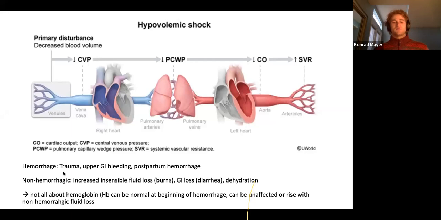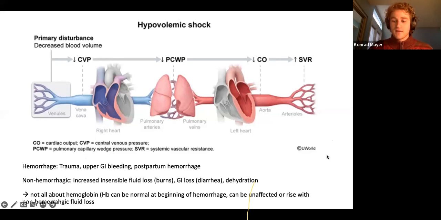The not so obvious form of hypovolemic shock is, for example, somebody that has sustained burns on 20% of their body. They have increased, they call this insensible fluid loss, because I just remember this as you can't really make sense of it because you can't see it. It's just fluid evaporating from their skin. So these are patients that have had burns, or they are dehydrated, or they have lost lots of fluid from having diarrhea or gastroenteritis and vomiting. This is non-hemorrhagic hypovolemia.